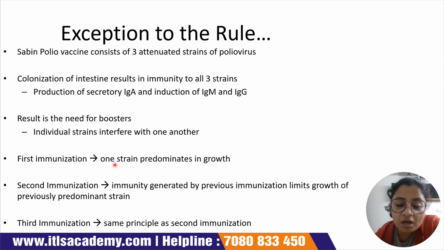So after the first immunization, one strain will be predominating in growth. After the second immunization, immunity will be generated by the previous immunization, and it will be limiting the growth of the previously predominant strain, but not the second predominant strain. And that's why we will need a third immunization also, which will work on the same principle as the second immunization. So after 3 rounds of immunization, we can say, okay, now that person is safe from the polio virus, because it has 3 different strains.